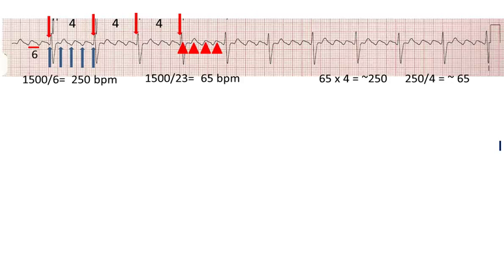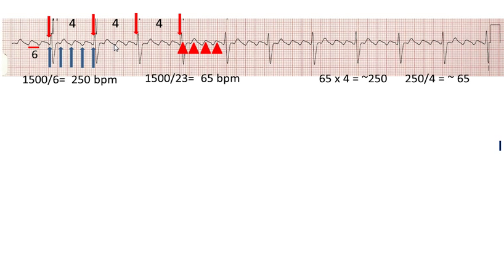This is a strip of atrial flutter. Notice that in the baseline we have these regularly occurring bumps that are approximately 5 little boxes wide. Now we remember from atrial flutter that it is continuous in the atria.